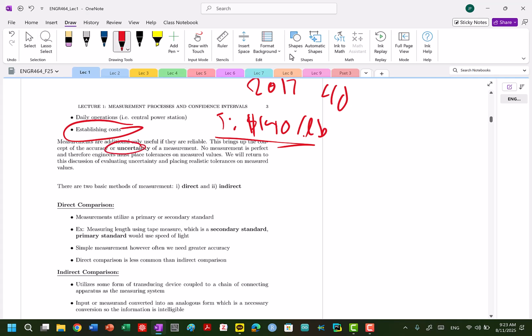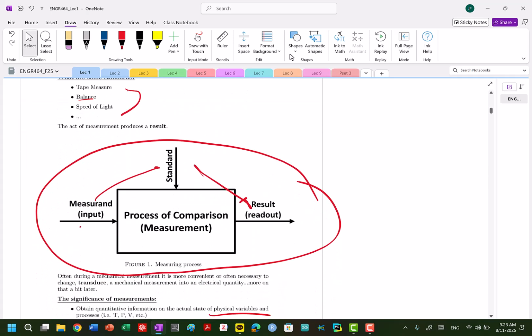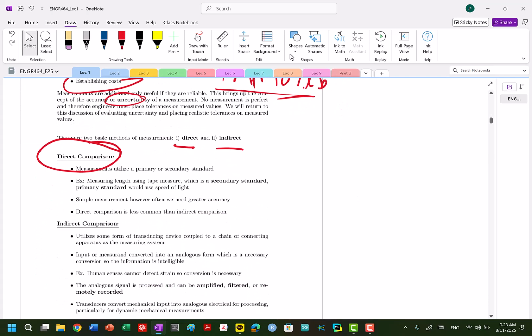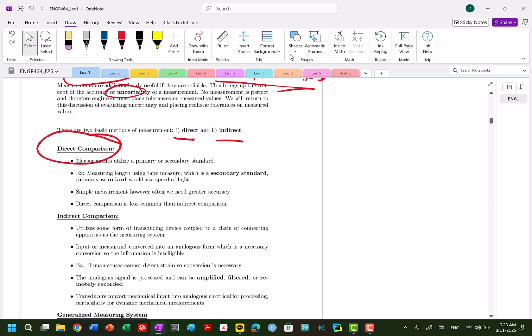Now, you could break down measurements into two different types: direct and indirect measurements. A direct measurement is like what we saw above. It's a direct comparison. This is your measuring process in your diagram for a direct measurement. It just uses a primary or secondary standard. A primary standard is what is used to establish the unit.